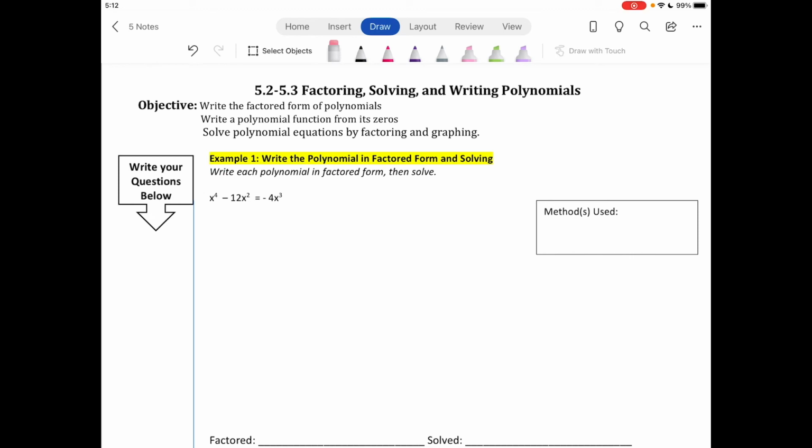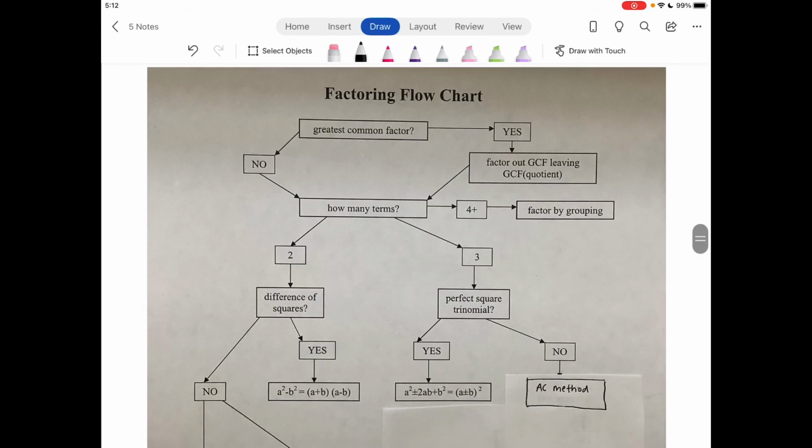We first need to make sure that it is in standard form, so we're going to add that 4x cubed to the other side. And standard form is going by decreasing exponents. So it becomes x to the fourth plus 4x cubed now, since we're adding it over, minus 12x squared, all equals 0. And we can use our factoring flowchart to know where to start.